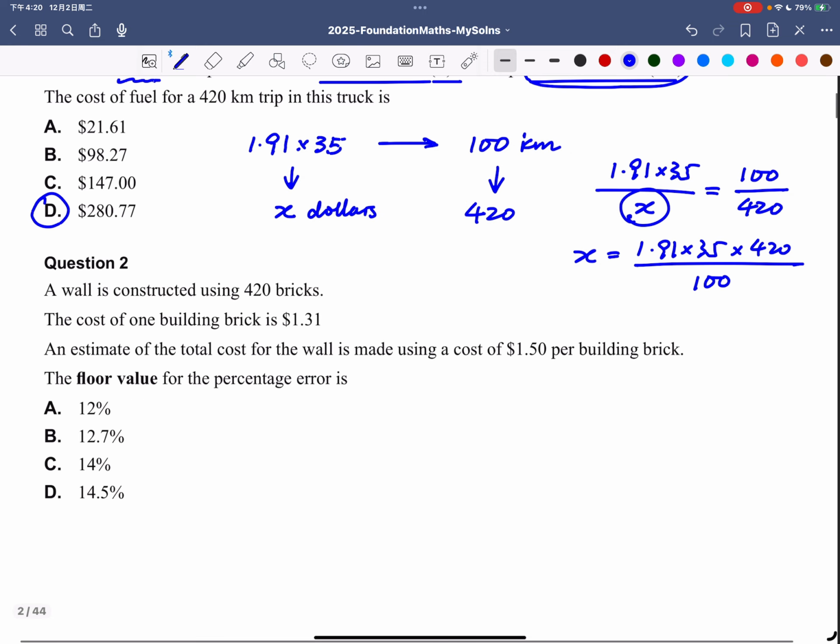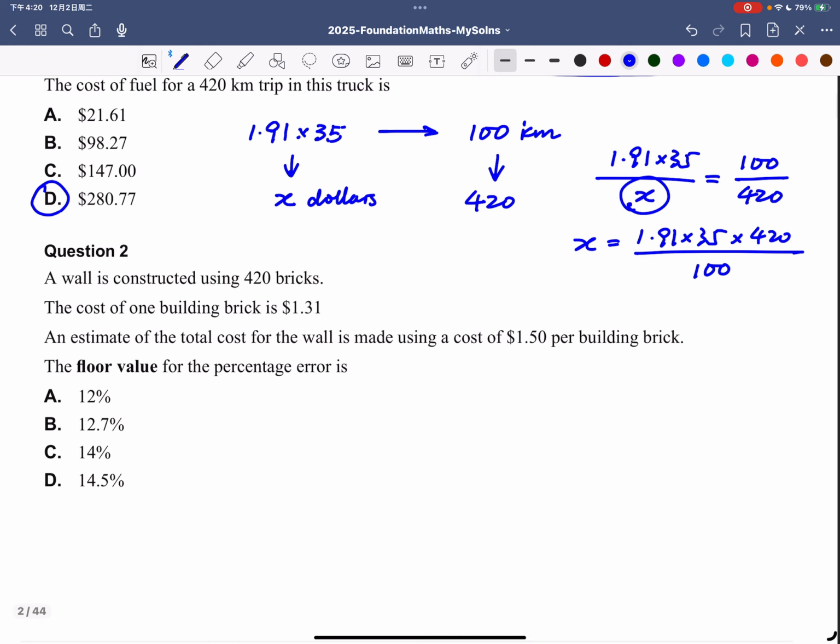Okay. A wall is constructed using 420 bricks. The cost of one building brick is $1.31. An estimate of the total cost of the wall is made using the cost of $1.50 per building brick. We would like to find the floor value for the percentage error.